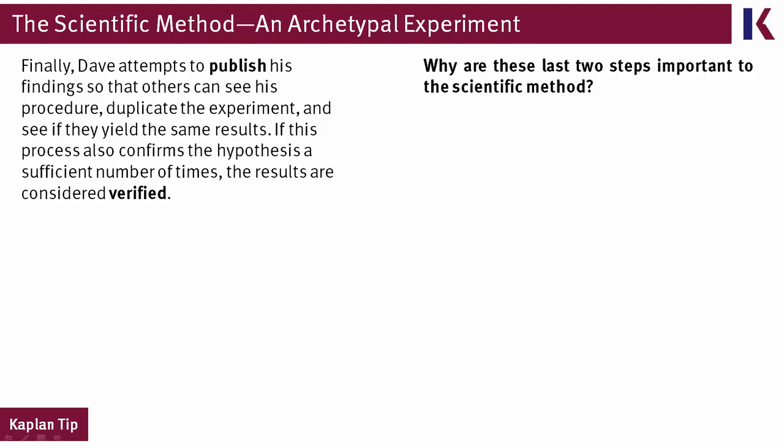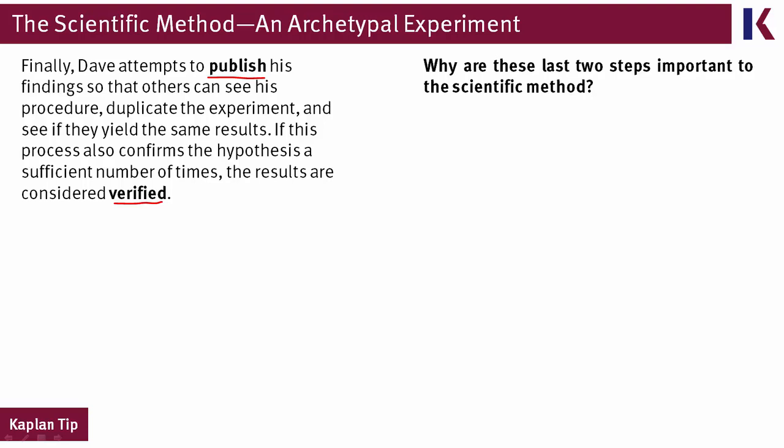Read this final paragraph and fill in the prompt here of why these 2 steps are in fact important. And this prompt is a little bit less direct than the previous 2, so just do your best and then we'll see why they are so important. So we see here that the final steps in Dave's adventure are to publish his findings so that other people can see what he did and duplicate the experiment, and then to try to get the experiment verified by other people going through the same procedure.